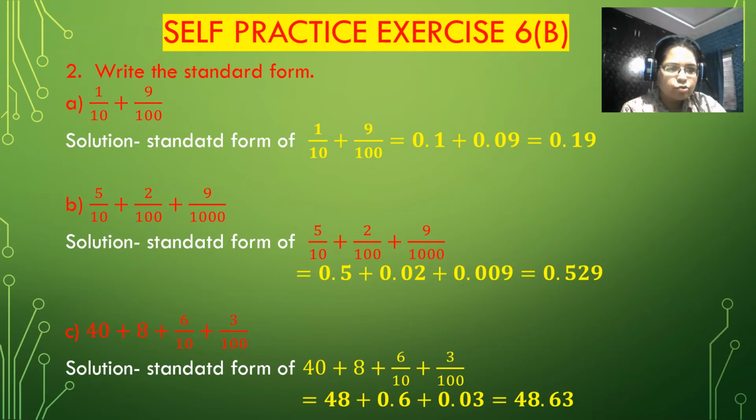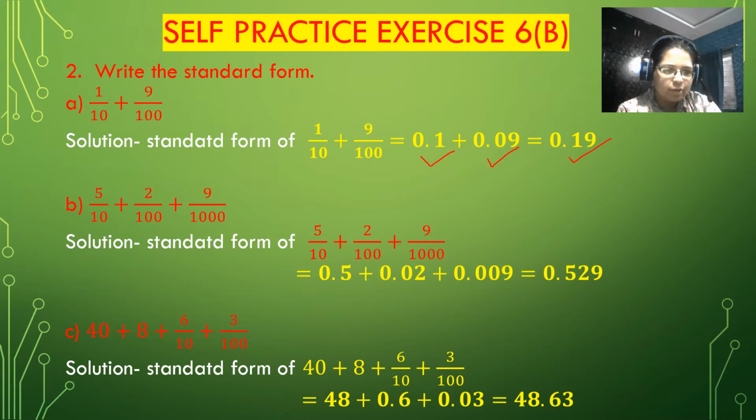Now we solve question number 2. Question number 2 is write the standard form. First bit is 1 divided by 10 plus 9 divided by 100. Standard form of 1 divided by 10 plus 9 divided by 100: 1 divided by 10 is 0.1 and 9 divided by 100 is 0.09. So 0.1 plus 0.09 is 0.19.